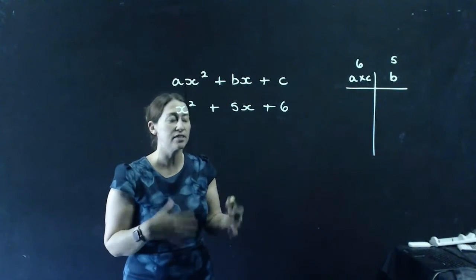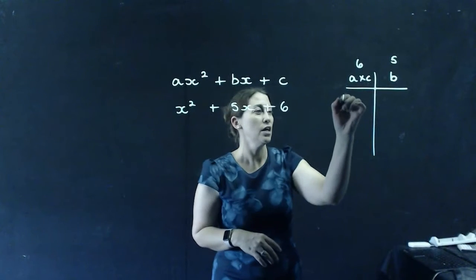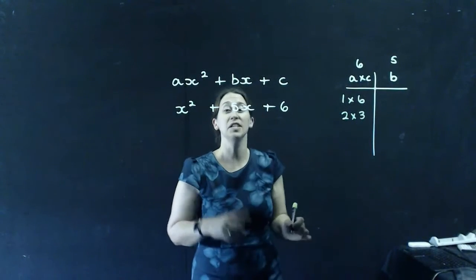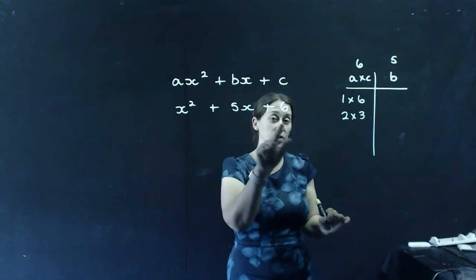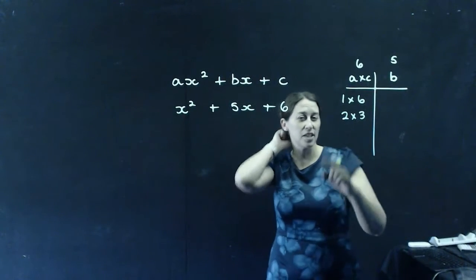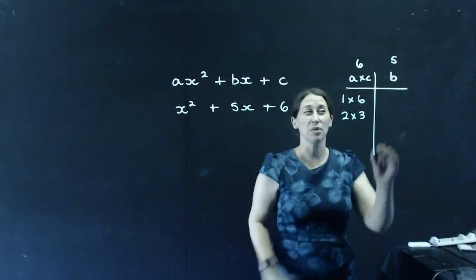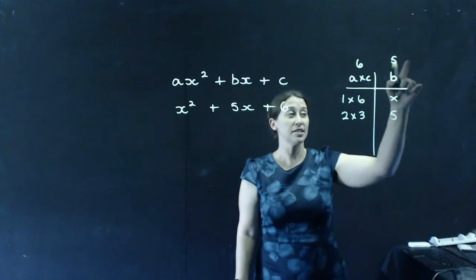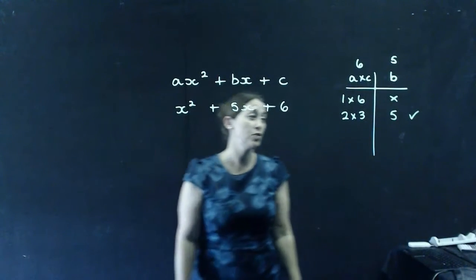So I go through factors of 6. I think, oh, 1 and 6, or 2 and 3. But I also have to consider the negatives as well, because two negative numbers make a positive. Let's see what we've got here. 1 plus 6 makes 7, so it's not going to be that. 2 plus 3 makes 5. That's the number I want. So it's going to be 2 and 3.